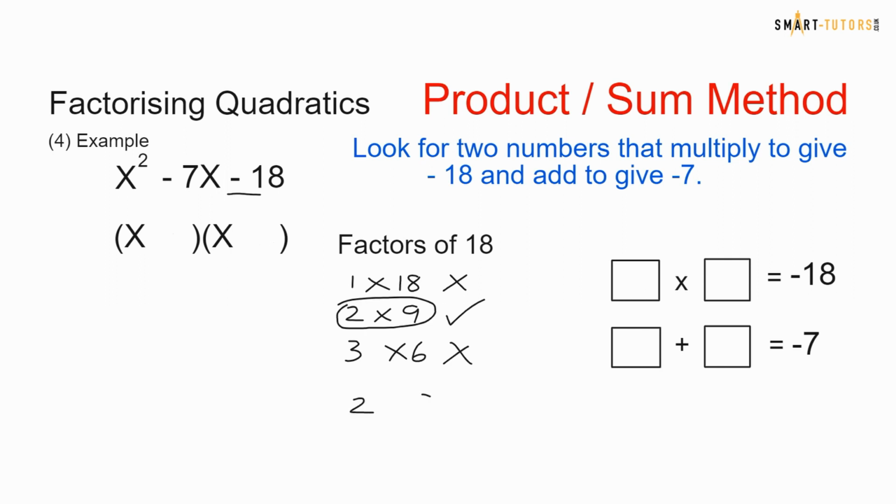So 2 and 9. So you can fill up that one. 2 and 9. I need to get minus 7, so the big one has to be minus 9 and positive 2. So positive 2 and minus 9 when timesing gives minus 18. So the answer for this question is x plus 2, x minus 9.